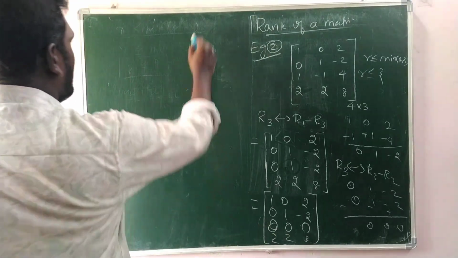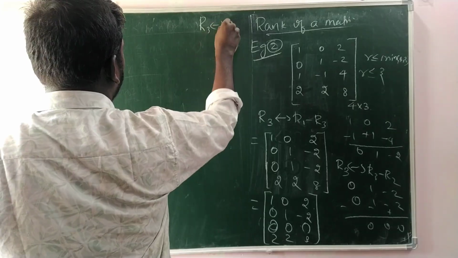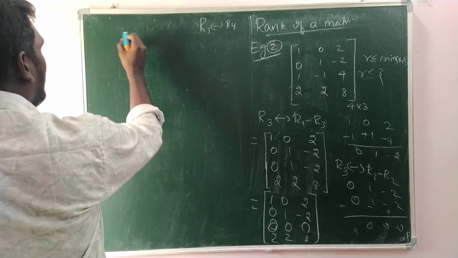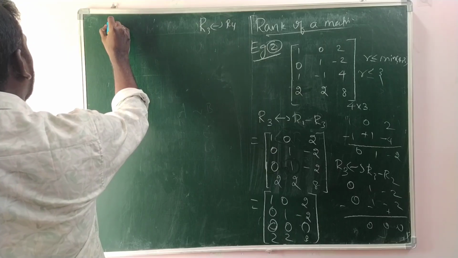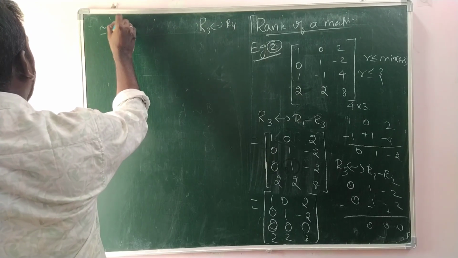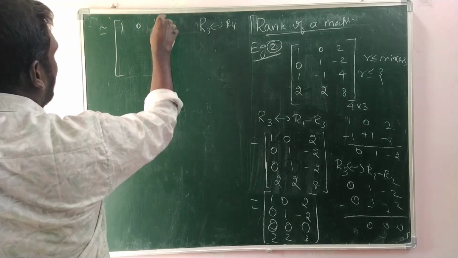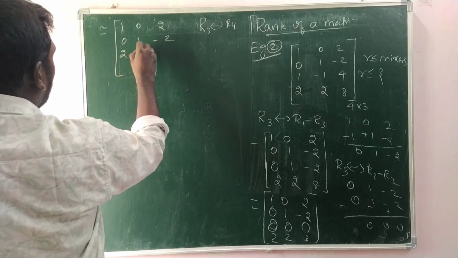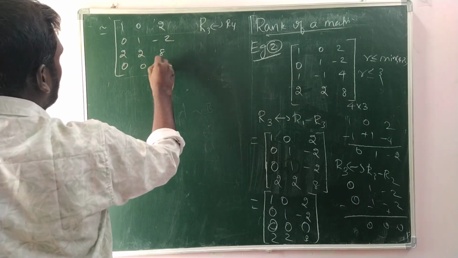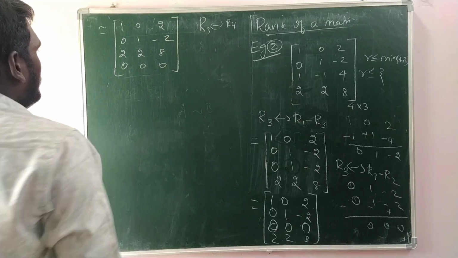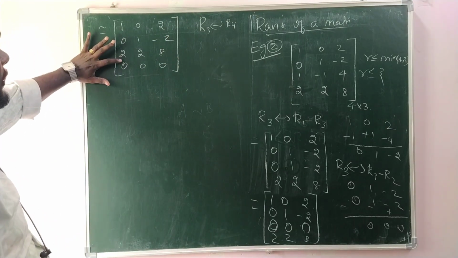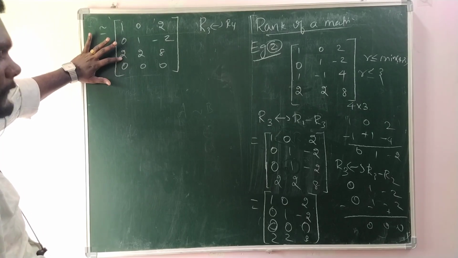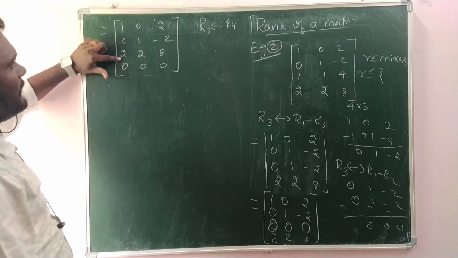So interchange R3 and R4. Why? Because of the number of zeros: 1, 0, 2, then 0, 1, minus 2, then 2, 2, 8, and 0, 0, 0. Now is it possible to make this element 0 or not? We check.